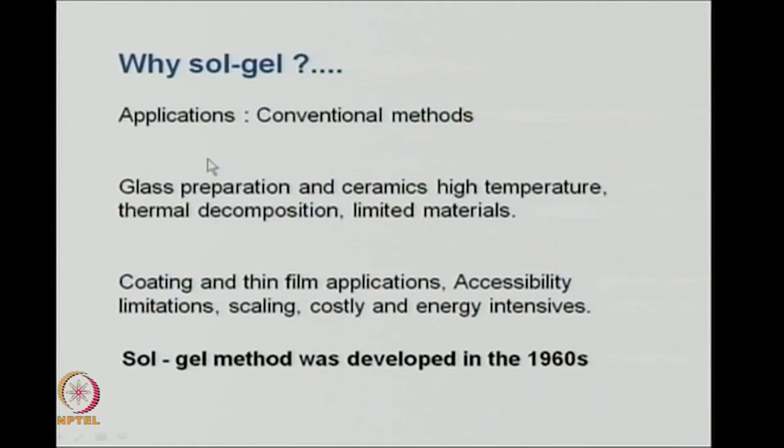Since you can make a lot of new materials which have a lot of applications. So, you can make coatings and thin film applications. The conventional methods have limited materials they can synthesize. They cannot synthesize porous materials and nanocrystalline materials, whereas in the sol gel method you can make nanocrystalline materials, coatings, and thin films, and the cost is quite low because it is a bottom up approach, it is a low temperature method, and it is not energy intensive as the conventional methods are.